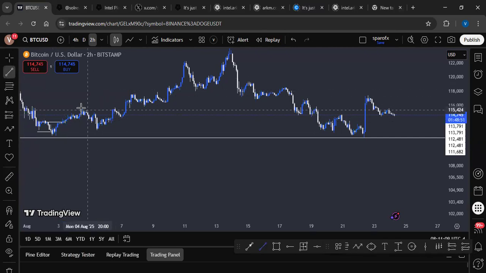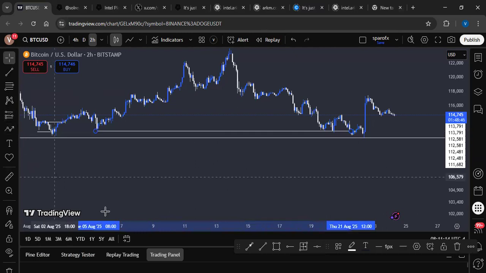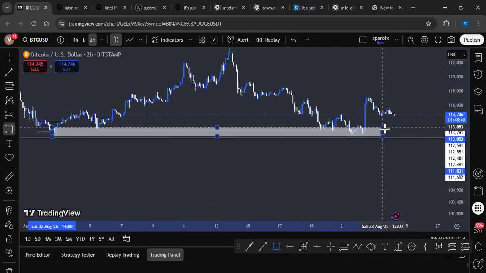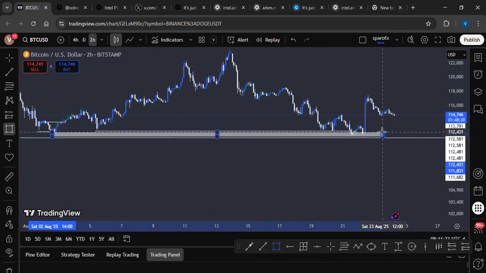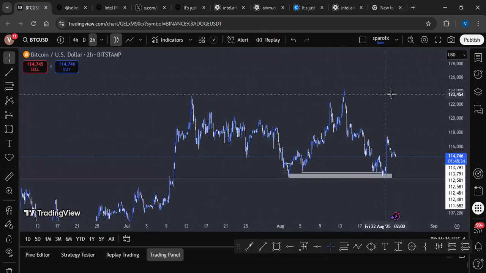And where was the first pullback? This. So I'm going to be highlighting here to be my liquidity. Our market has mitigated that other block, the extreme order block, the extreme POI.